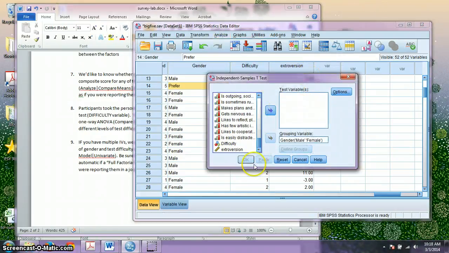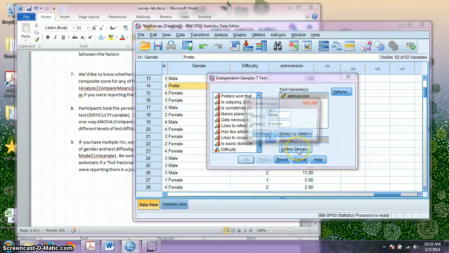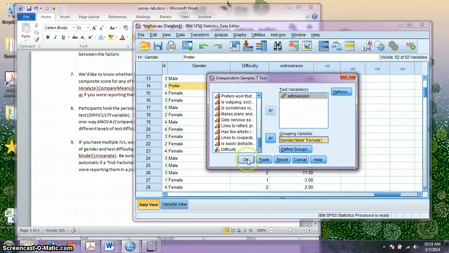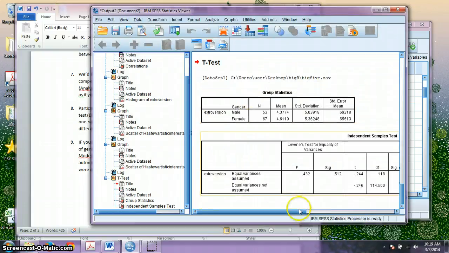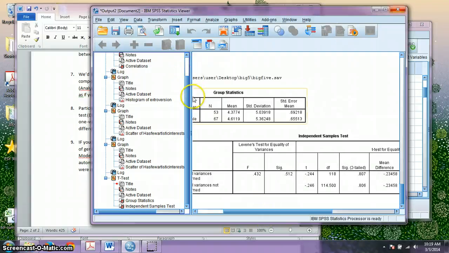So for the test variable, you include extroversion, and really any other variables you want to put, you can do simultaneously. And then the grouping variable, you include gender, but you also have to define groups, and this is a little inconvenient, but you have to type out male and female here, which are the levels that you want to compare. And hit OK.